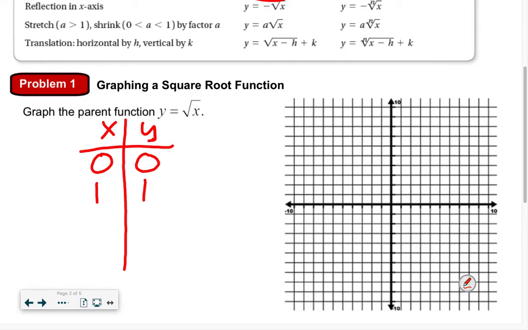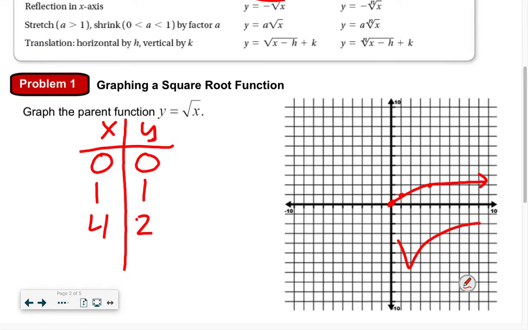I put 2 in for x. Is the square root of 2 nice? Nope. No, let's not use it. The next one is 4. The square root of 4 is 2. That should be enough to plot. So we got 0, 0, 1, 1, 4, 2. So we got a little, like half a parabola. That's sideways. Kind of even looks like a square root, right? No? I don't know. Okay. That's our parent function. Okay?